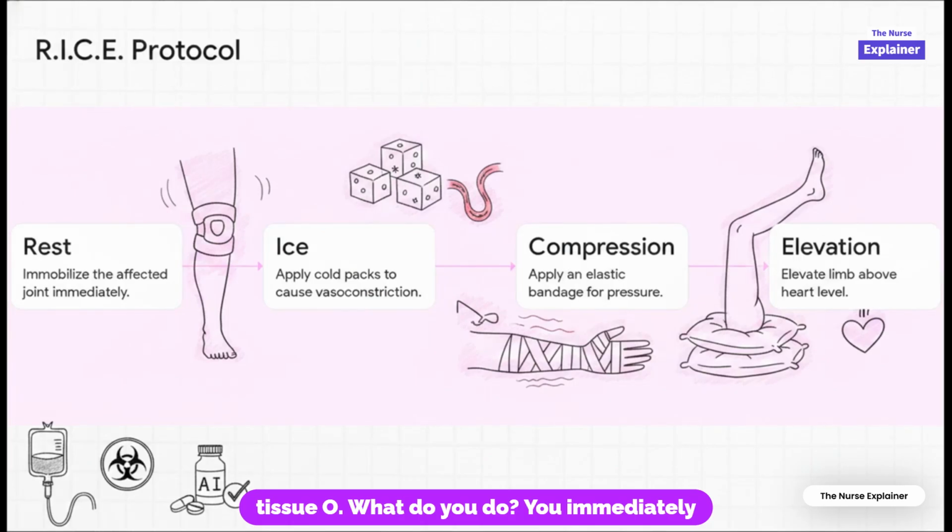So what do you do? You immediately jump to the RICE protocol. First, enforce strict bed rest and immobilize that joint to prevent any further mechanical tearing of those tiny capillaries. Second, apply ice to cause local vasoconstriction. Third, use gentle compression. And fourth, elevate that limb above the heart to reduce hydrostatic pressure. All while you're doing this, you're also coordinating the immediate IV infusion of recombinant factor VIII. Oh, and a critical reminder: never, ever give aspirin or NSAIDs like ibuprofen to these kids. It inhibits their already compromised platelet function. You stick exclusively to acetaminophen for mild pain.